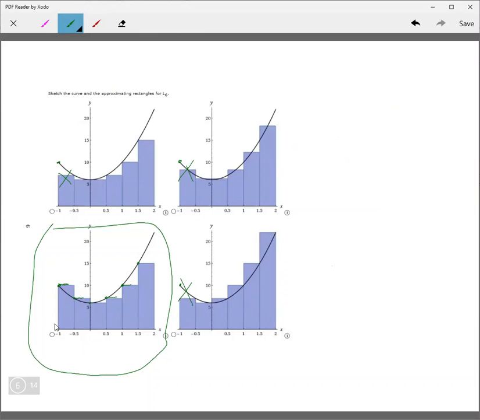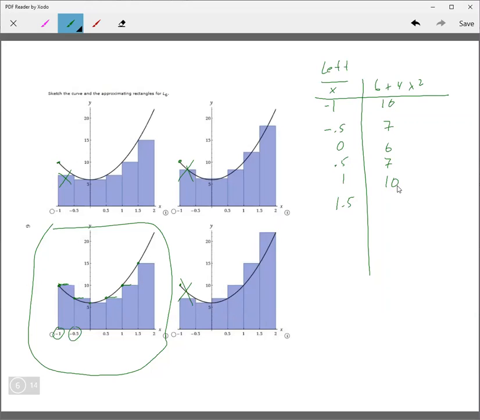And then we're using these values here for our left endpoint. So we start with -1, and then -0.5, 0.5, 1, 1.5. And we don't use the 2. Okay, so those are 10, 7, 6, 7, 10. And 1.5 gives us 15 again.